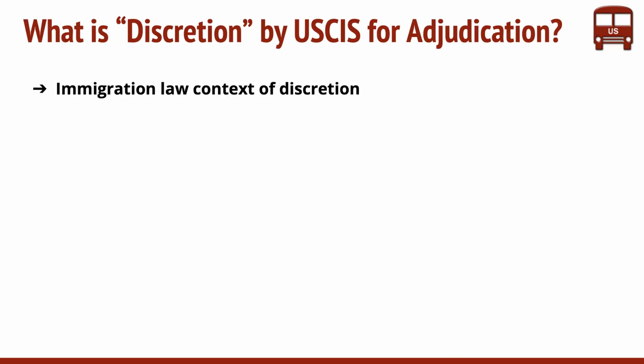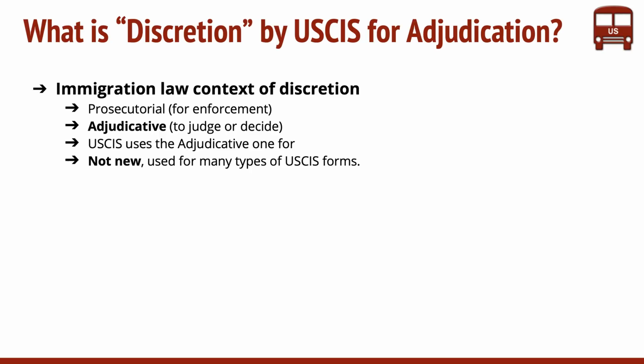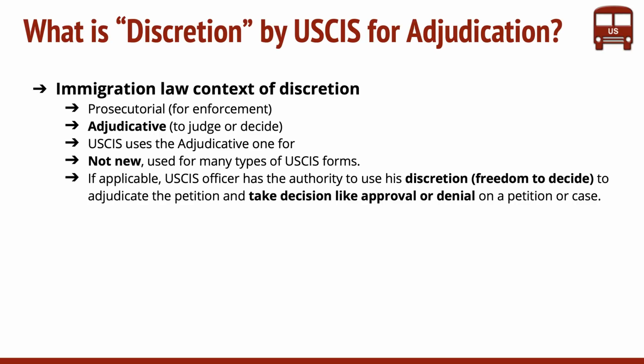Now, discretion is actually not new. It is used by USCIS for various adjudicative reasons. So just to look at the basics, from an immigration law standpoint, there are two kinds of discretion. One is prosecutorial, which is basically used for enforcement. And the second one is adjudicative, which is to decide or judge. So in the USCIS context, they use this adjudicative discretion. And again, as I said, this is not new and is used by other forms.